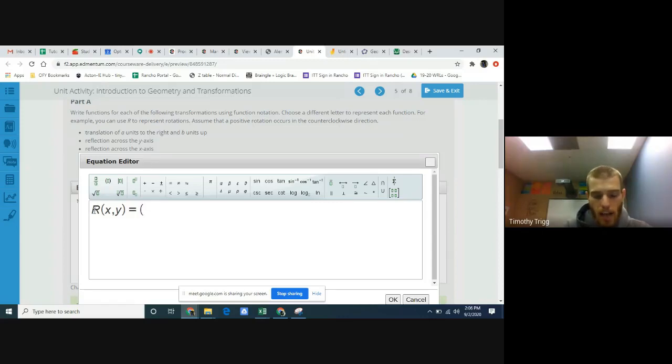So what happened to the x-coordinate? Well, it changed signs. It went from positive to negative, and if it was negative, it would go to positive, while the y stayed the same.